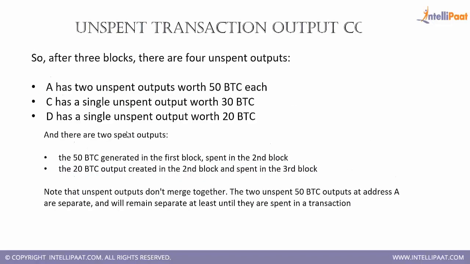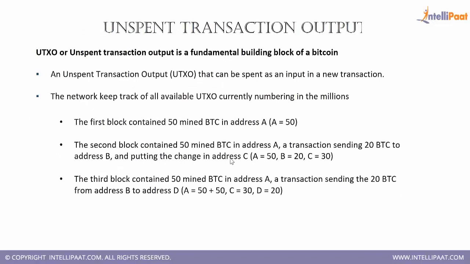So these are the unspent outputs, and there are 2 spent outputs. The 50 BTC generated in the first block is a spent output, spent in the second block, because it has been moved to B and C. And the 20 BTC created in the second block was spent in the third block. This was a new transaction which you created from the unspent output to move it to address B, and the 20 BTC from B to D has been moved into the third block.